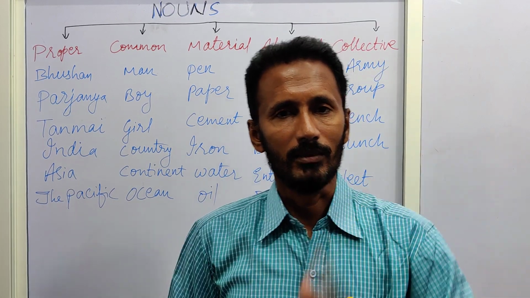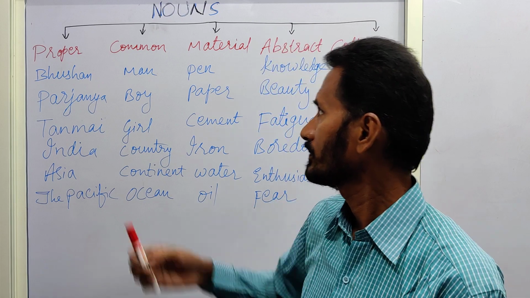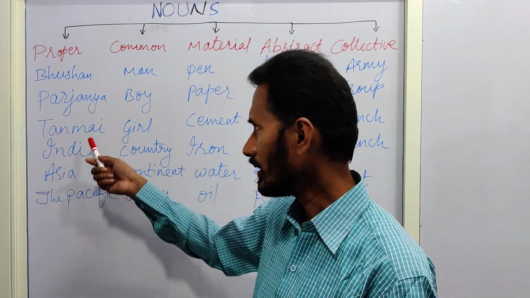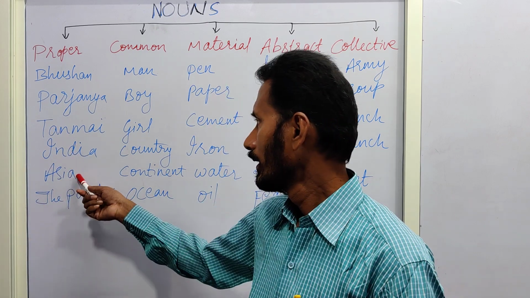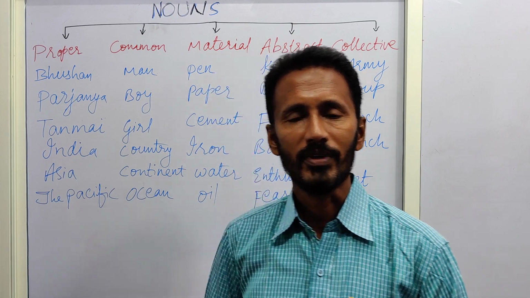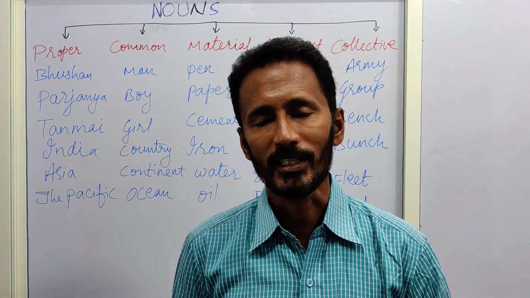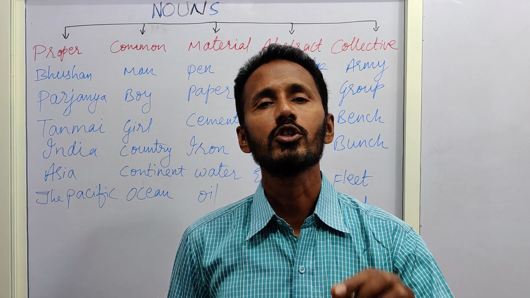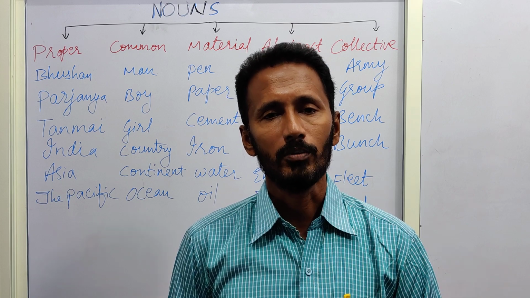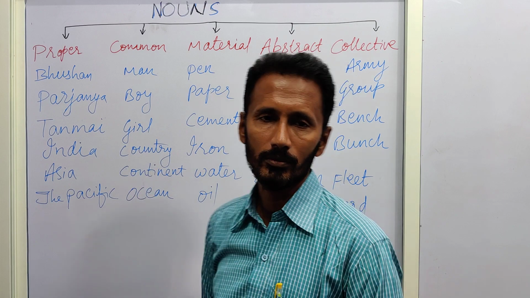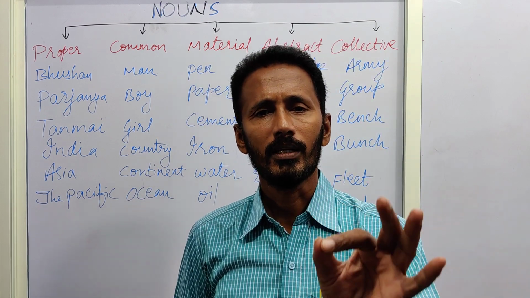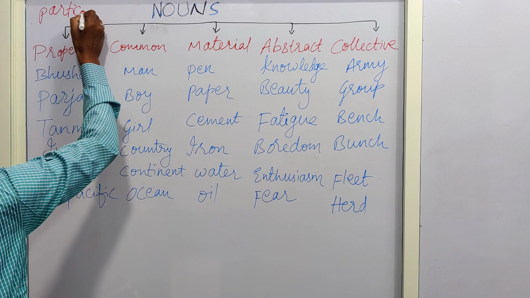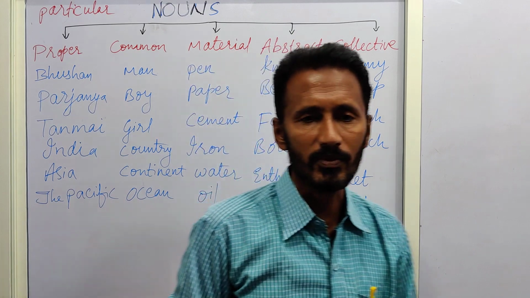The name which is given to a particular person or place or a country or anything is called proper noun. Bhushan, Pranav, it is a proper noun. It is the name of a boy. Tanmay, it is the name of a girl or a boy. India, Asia, the Pacific Ocean. So these are the names given. Paris, Washington, New York. We can't find any other New York or Washington. So these names which have their own identity are called proper nouns. Hope you understood proper noun. Proper noun means that name is given only to a particular person or thing, in a specific manner.